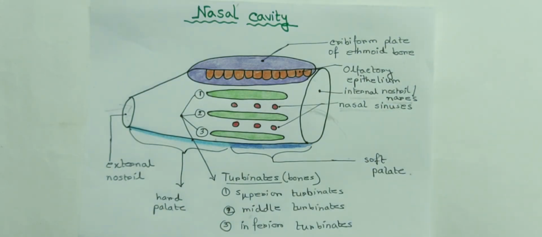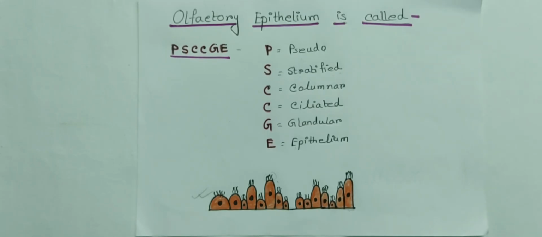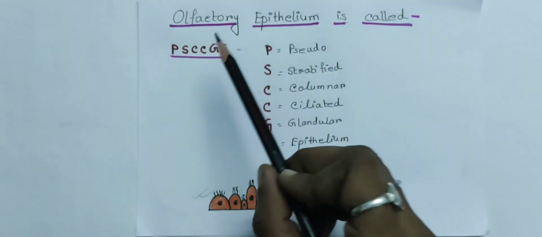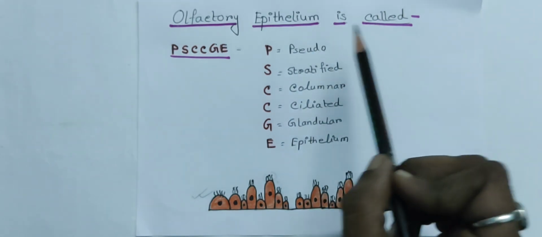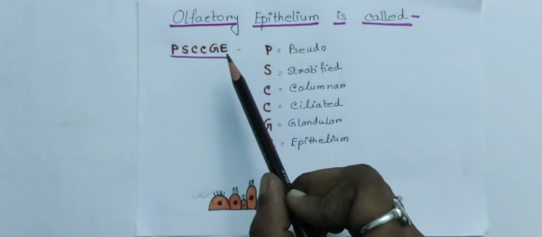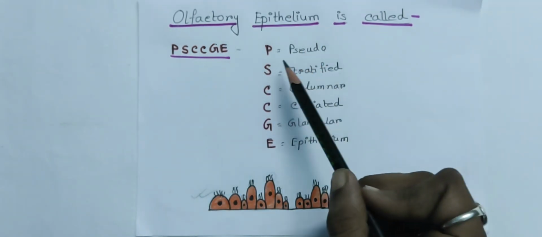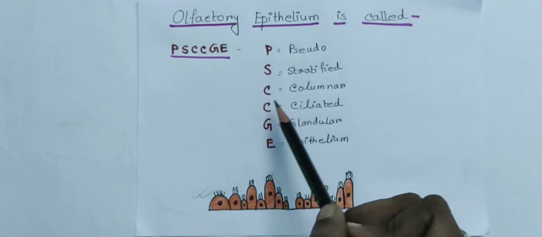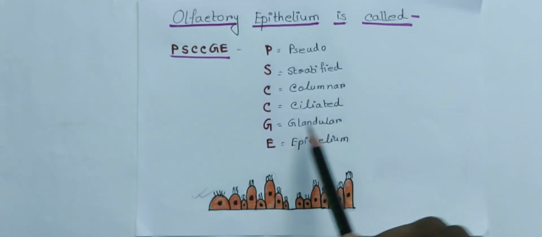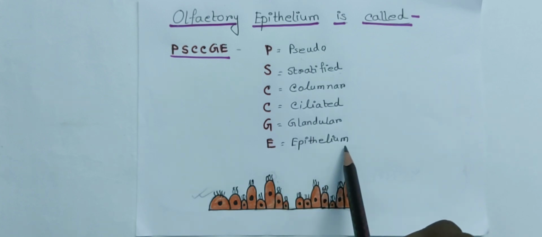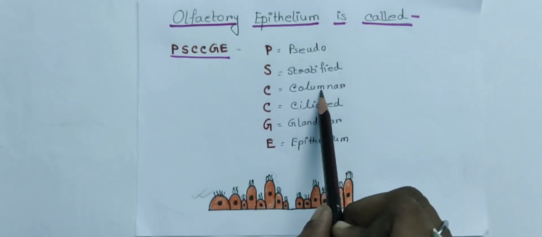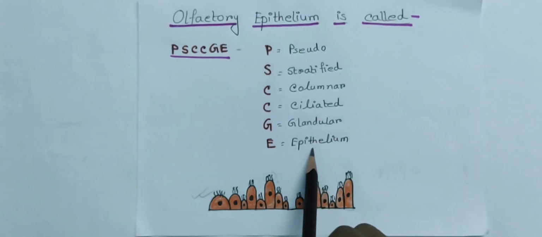Olfactory epithelium is a special type of epithelium we find in the respiratory system. This epithelium is also called PSCCGE. The full form of this is: P stands for pseudo, S stratified, columnar, ciliated, glandular epithelium. I repeat: pseudostratified, columnar, ciliated, glandular epithelium.